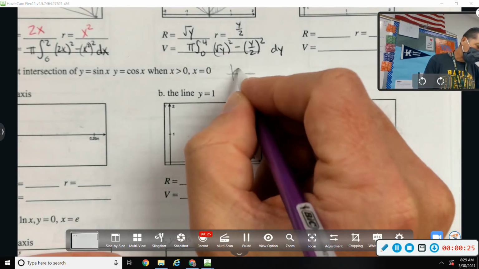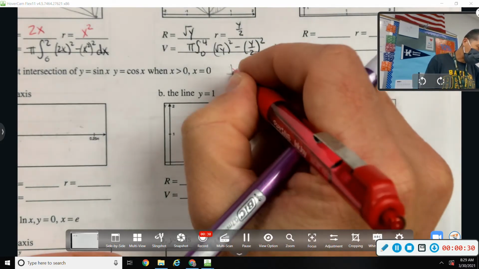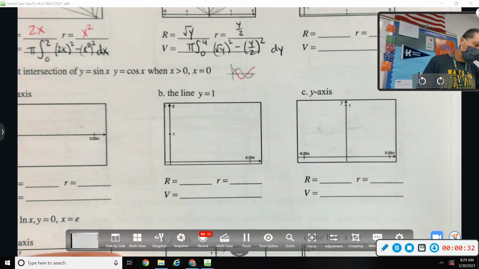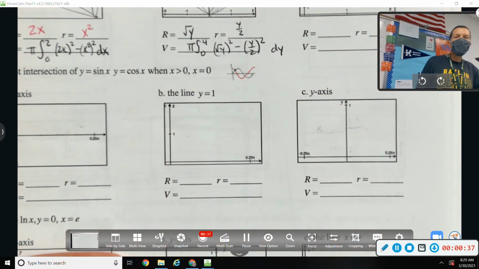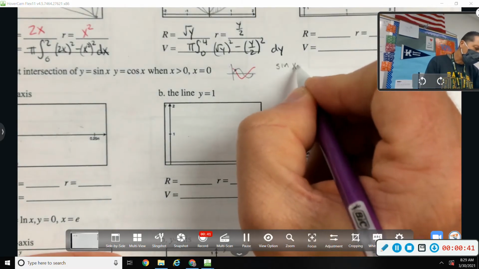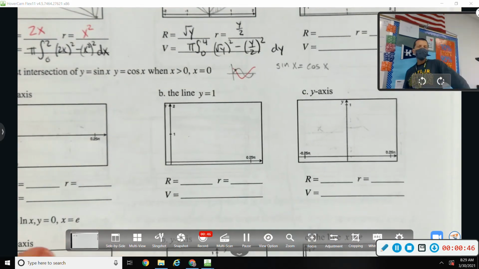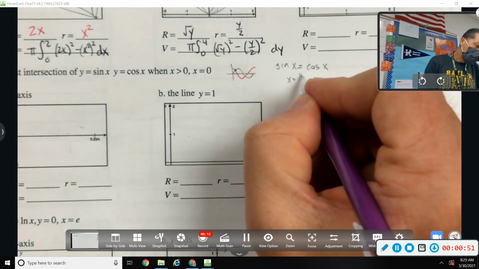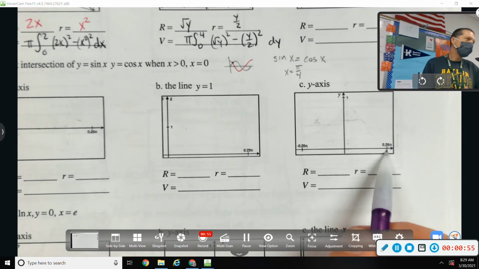Well, I know what sine looks like. I know what cosine looks like. And so their first intersection is right there. Of course, now I got to figure out where that is. You might know it graphically, or you might know it algebraically, set them equal to each other. So sine and cosine equal each other at pi over 4. There's kind of a hint there because the scale goes to 0.25 pi. So that's pi over 4.